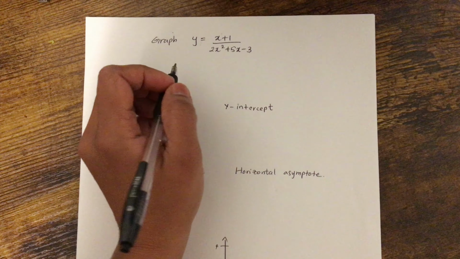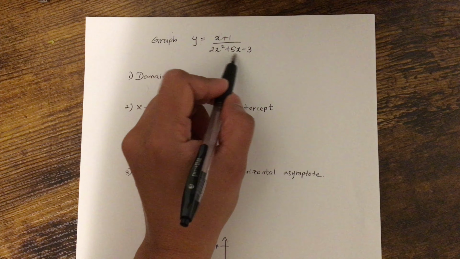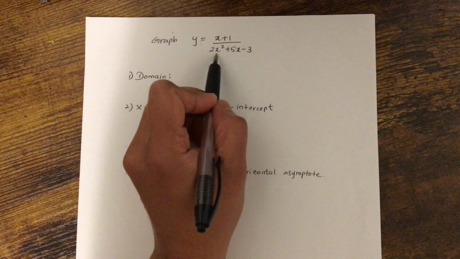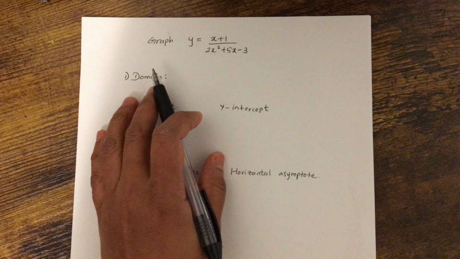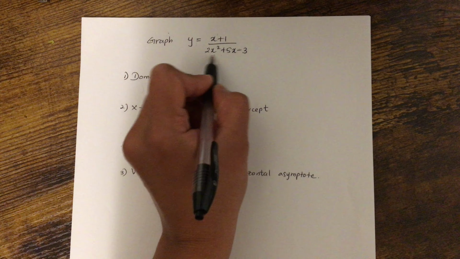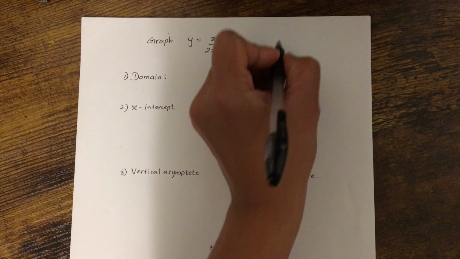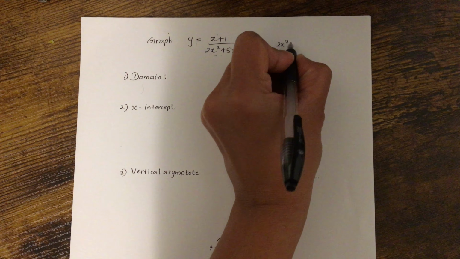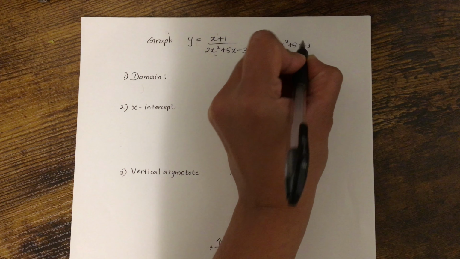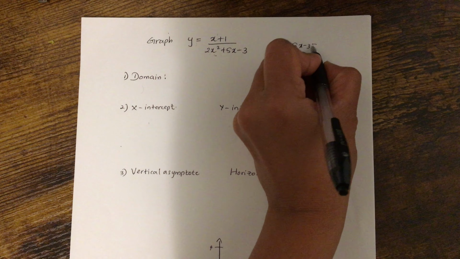To find the domain, you have to look at the denominator, right? So it is a quadratic function. Let's first find the factors of this 2x squared plus 5x minus 3. What are the factors of this one?